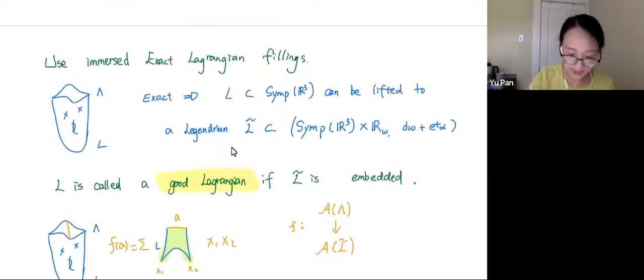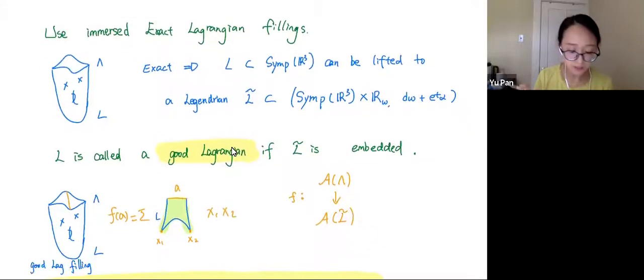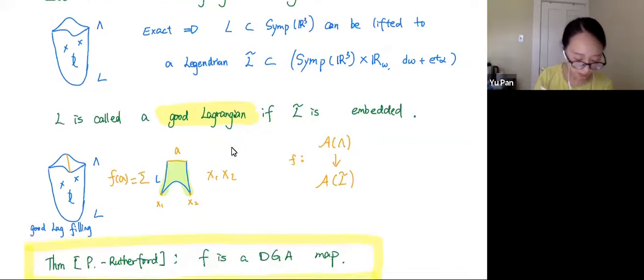So what we did is that we introduced the immersed exact Lagrangian fillings here. By immersed here, we just mean everything like before, except we allow immersed points. And remember, the exactness implies that this filling L can be lifted to a Lagrangian in a one-dimensional contact manifold. This Lagrangian is the L tilde, right? So we call this L a good Lagrangian if the L tilde is embedded. So this is a generic condition. We just want it to be good, all right? Given such a good filling, we could do similar things as before, right?